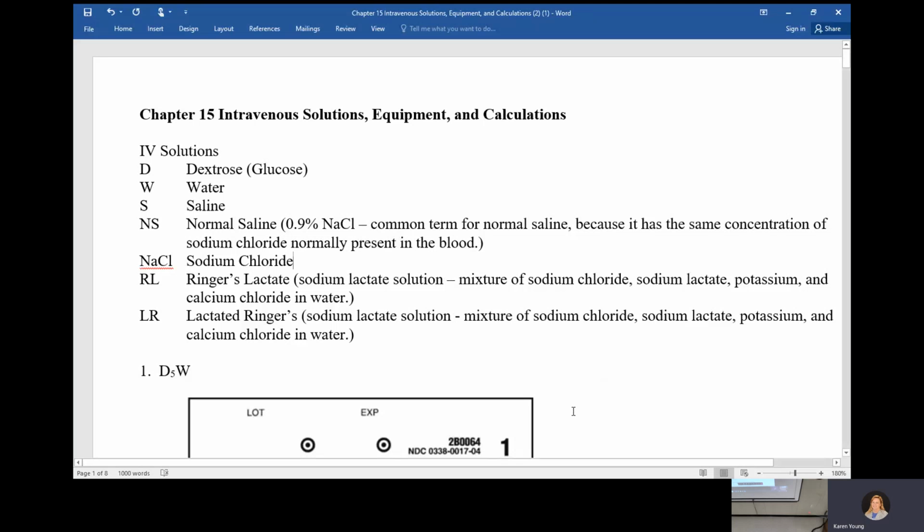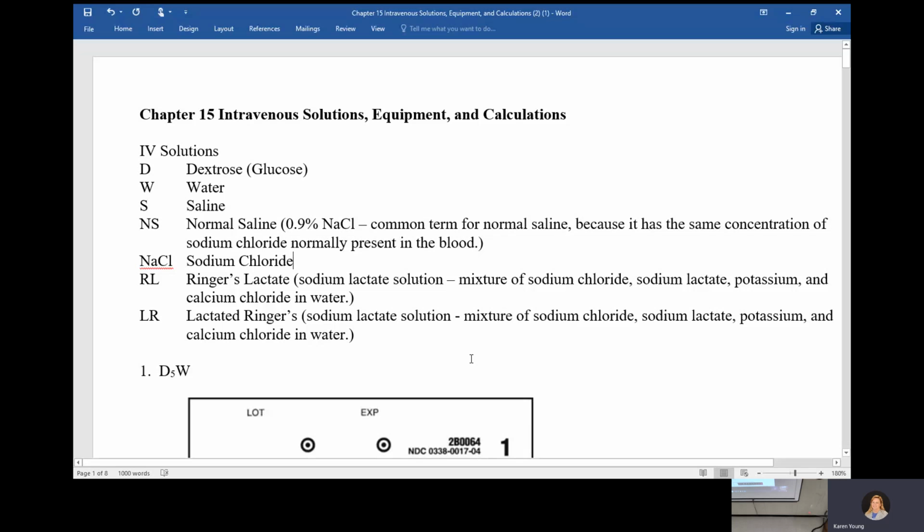I've got the IV solutions up here, just so when you see these abbreviations, you'll know what they mean. The D is dextrose or glucose. W is the water. S is saline. NS is normal saline, which is 0.9% of sodium chloride. So the 9/10, it's not 1%, okay? It's less than 1% of sodium chloride. It's the common term for normal saline because it has the same concentration of sodium chloride normally present in the blood. Okay, I got that straight out of the book. The way it's written doesn't always make a whole lot of sense.